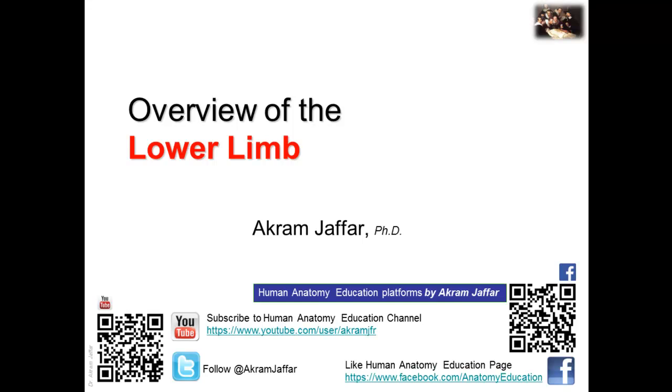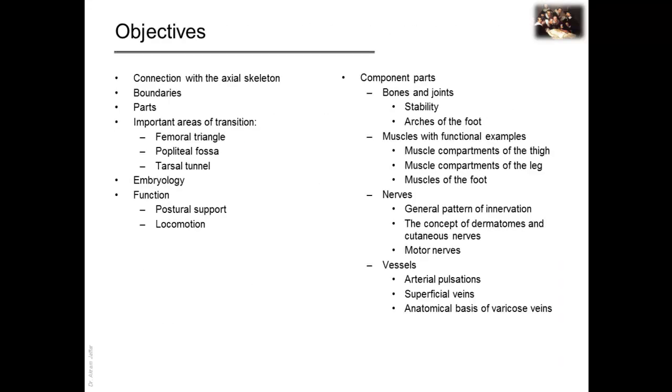This is an overview of the lower limb, in which I'm going to highlight the structural components of the lower limb, including bones, joints, muscles, nerves, and vessels, and how these components are organized in order to better serve the function of the lower limb.